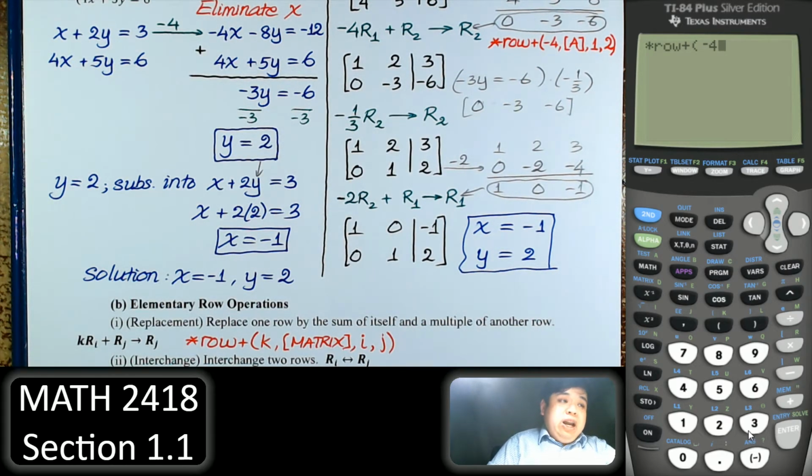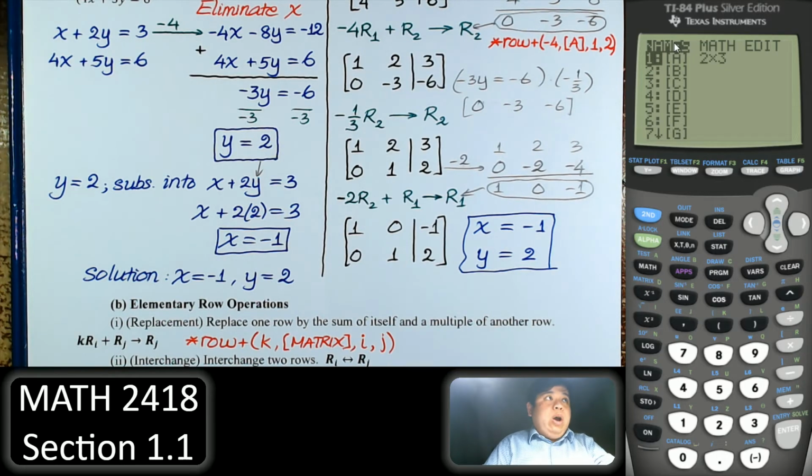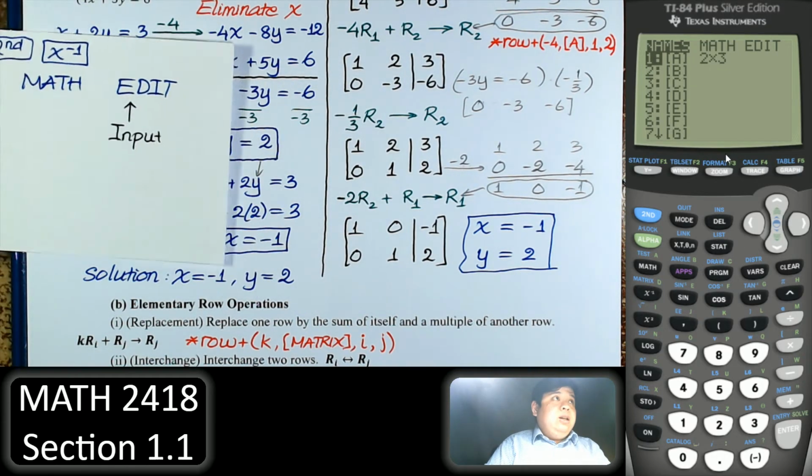Notice if we use the negative, use this negative. Do not use that subtract. Subtract is between two numbers. Negative is in front of one number. We multiply that into second matrix, and under names, this is where we record the matrix. Hit enter.